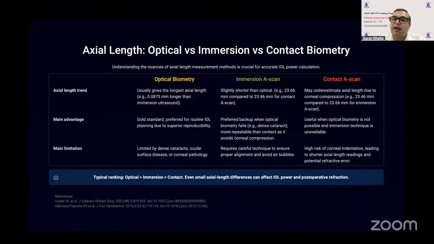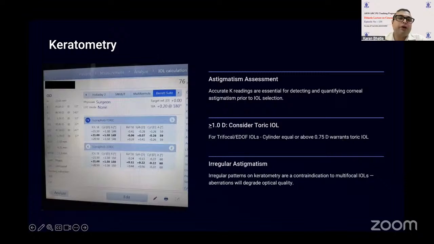But the contact, due to compression, can underestimate the axial length, and there is also inter-examiner variability in these cases. So it becomes a challenge to really rely on that. However, for dense cataracts, as I had mentioned, and ocular surface diseases, you need to sometimes go for the immersion and the contact. Coming to keratometry, keratometry is very important.